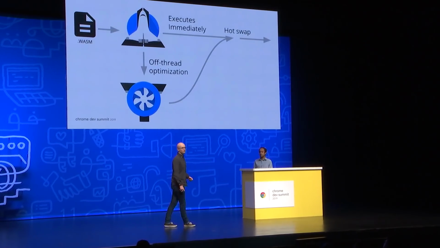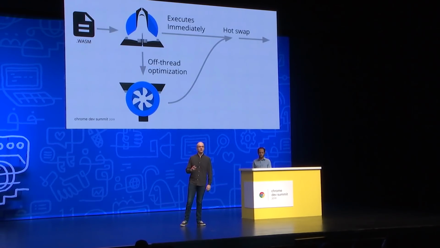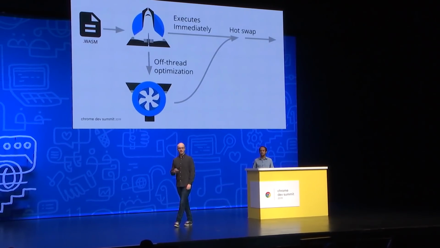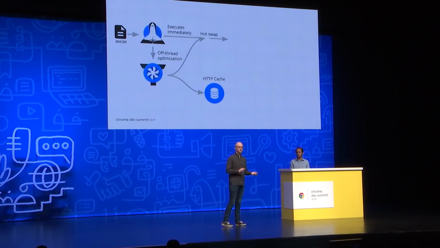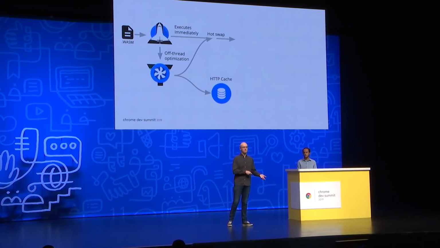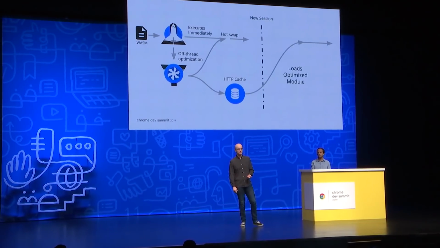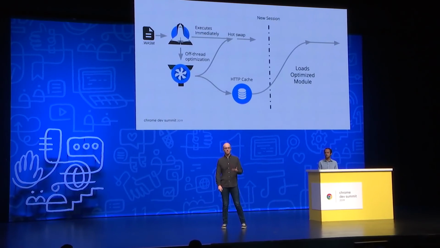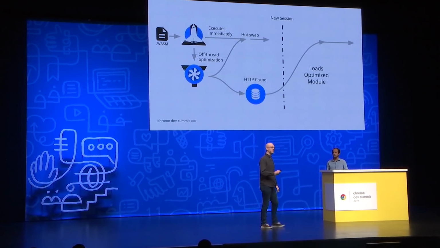To recap, when a site loads a WebAssembly module, it first goes into the Liftoff compiler to start executing immediately. It then is further optimized off the main thread through the TurboFan optimizing compiler, and then the result is hot swapped in when ready. Now, with implicit caching, we also cache that optimized WebAssembly module directly in the HTTP cache. Then, after the user leaves the page and comes back, we load that optimized module directly from the cache, resulting in immediate top-tier performance.